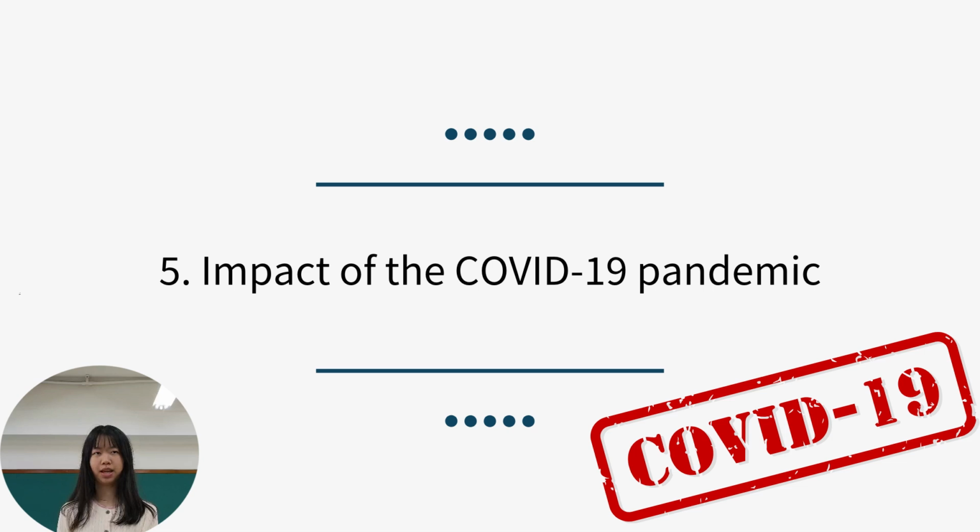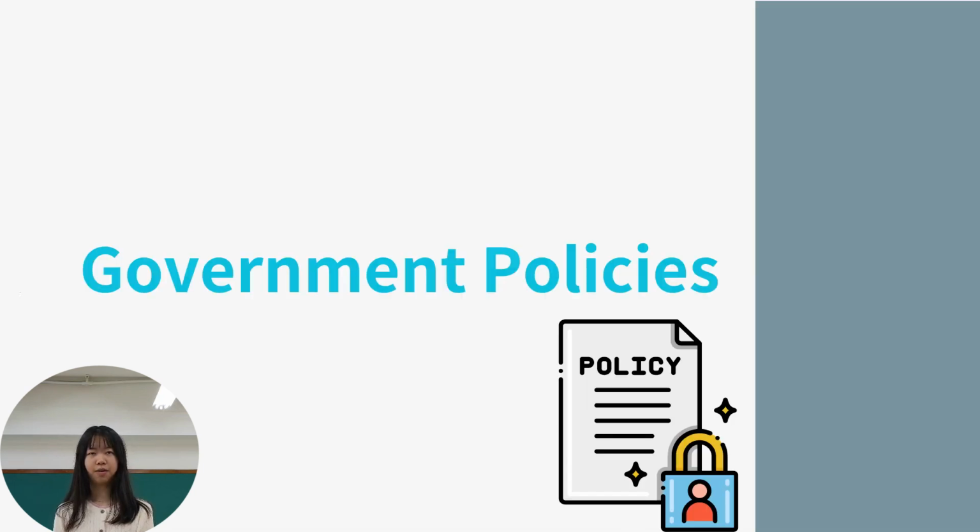The last one, the impact of the COVID-19 pandemic has increased unemployment and economic pressure, causing more people to become homeless. Among these 5 reasons, economic issues cause the highest percentage of homelessness. Let's talk about the UK government's policies. There are 3 main laws aimed at addressing the problem of homelessness.